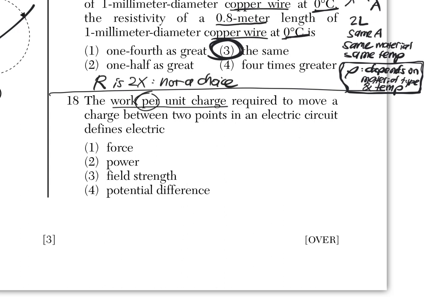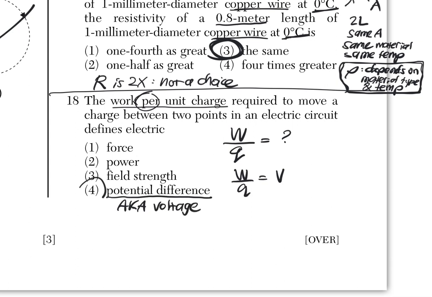Per means divide. Work per unit charge is called what? What is that equal to? W over Q is what? W over Q, if you look on page 4 of the reference table, is voltage. Great. That answers that question. So let's find voltage. Voltage is not an answer choice. Great. However, what is potential difference? Also called, aka, voltage. Ding, ding, ding.